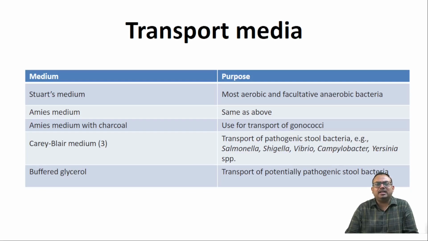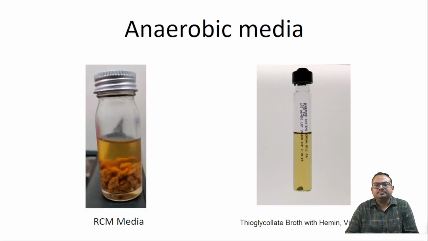The classical examples of various transport media include Stuart media, which is used commonly for aerobic as well as facultative anaerobic bacteria, whereas Amies media can again be used for most aerobic and facultative anaerobic bacteria, and Amies media impregnated with charcoal can be used for the transportation of gonococci. Cary-Blair media can be used for the transportation of pathogenic stool bacteria, commonly Vibrio cholerae, and buffered glycerol is again used for the transportation of potentially pathogenic stool microorganisms.